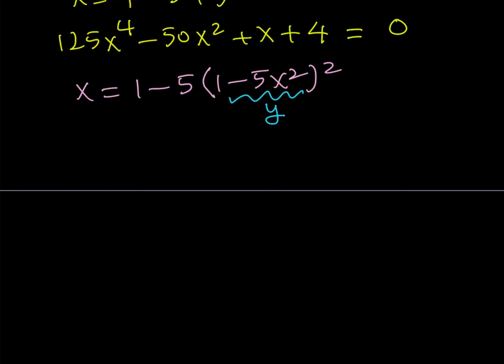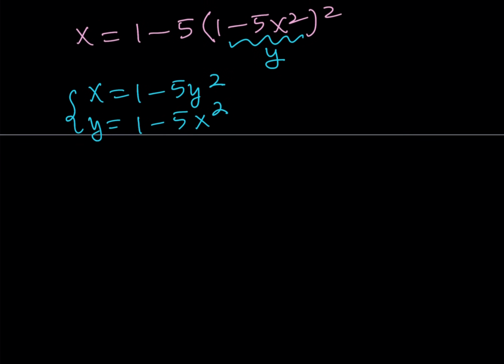And you may be asking, why? Because if you call that y, you get x equals 1 minus 5y squared and y equals 1 minus 5x squared. Great! We got the same type of equation where the variables are switched. So we can work this as a system. Now, why did we turn our equation into a system of equations? Because sometimes systems are easier to solve than a single equation.